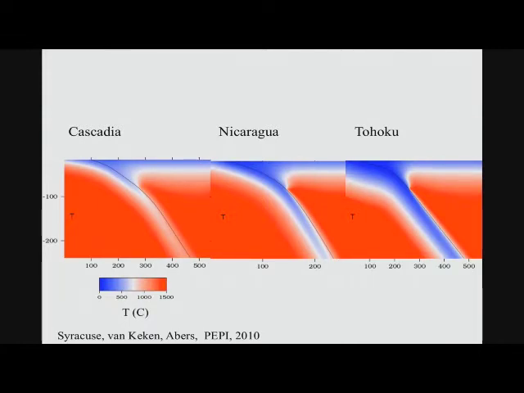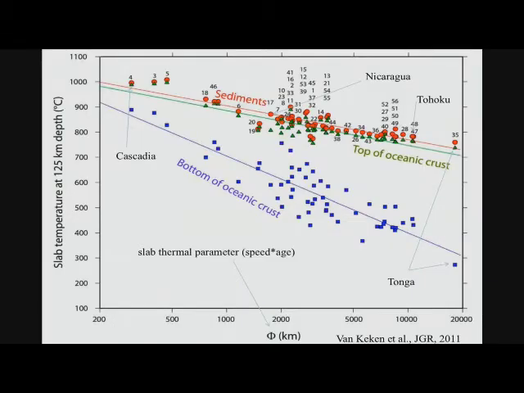Cascadia, you lose the blues very quickly, and have a very warm slab at depth. Nicaragua, you see the blues go a bit further. For Tohoku, you advect this cold temperature to very large depth. So between three subduction zones, two of which are end members, very large temperature differences are predicted in otherwise the same geometry.